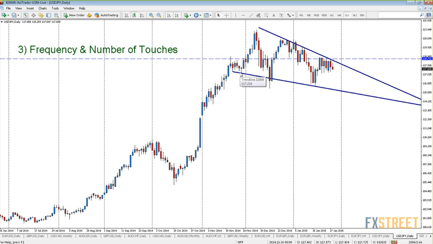Now, why do I pay attention to the frequency of touches on a zone and the number of touches on a zone? The reason is the frequency and number of touches provides you a clue. It's not foolproof, but it provides you a clue about what the market wants to do. Now, I'll tell you right now, this market, the dollar yen, has gone up one day, down the next. Up, down, up, down. So we would expect it to go up again today, right?